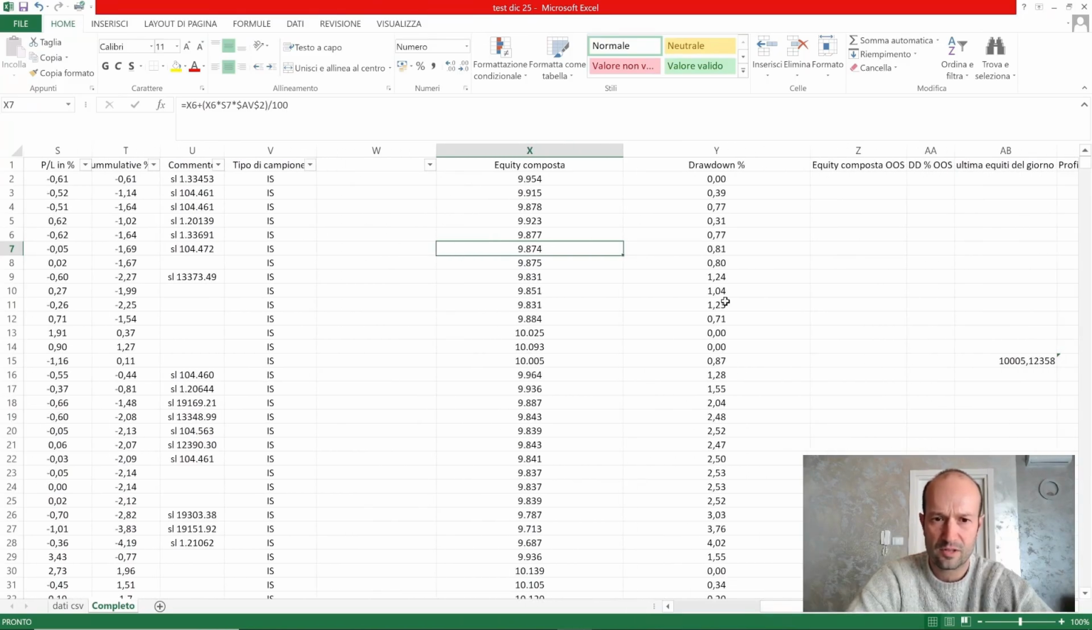The next step was to calculate the drawdown. So I have each trade, I have my drawdown. When it's 0, obviously I have no drawdown because I'm reaching a new high.